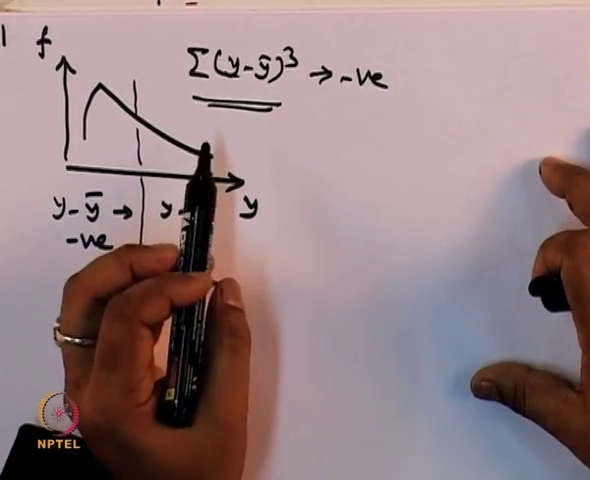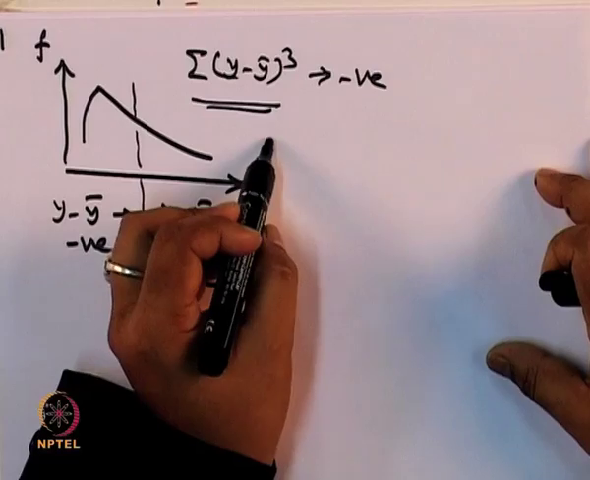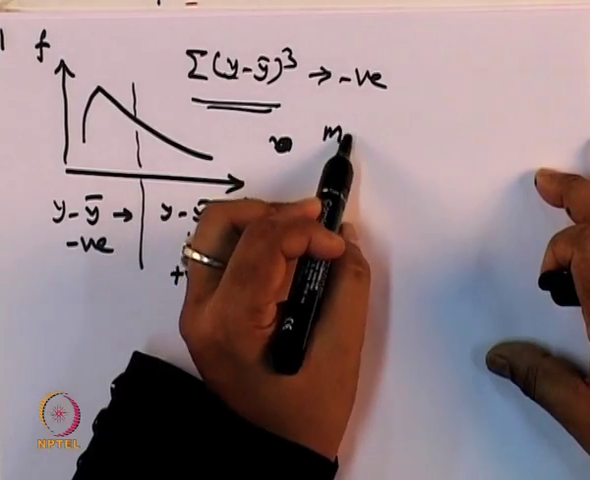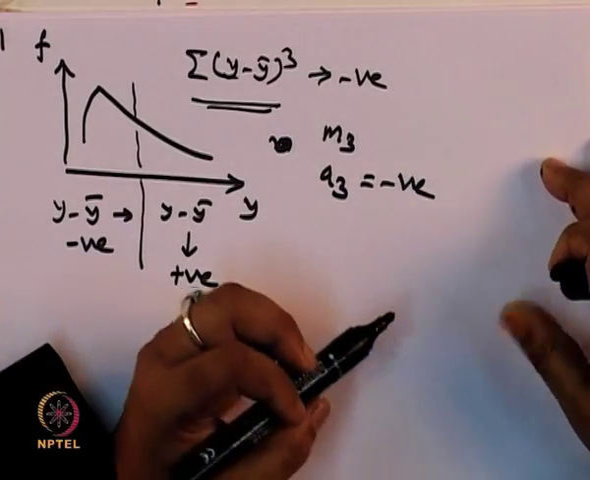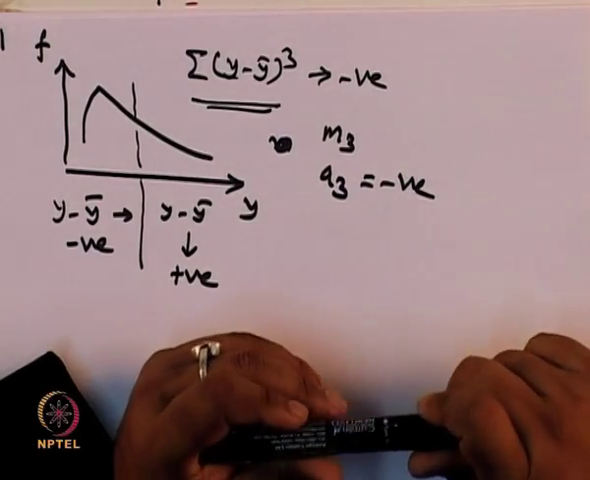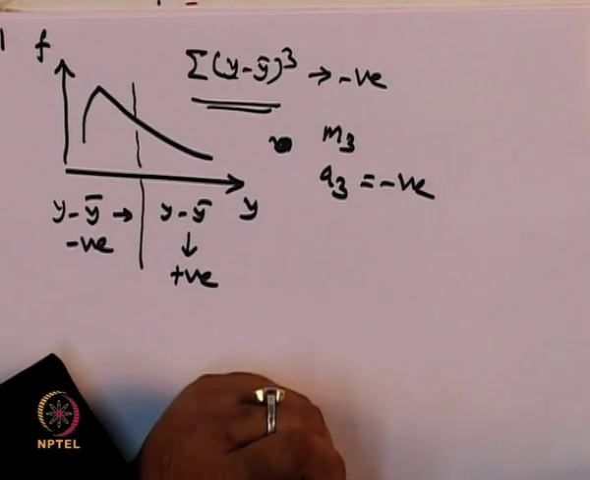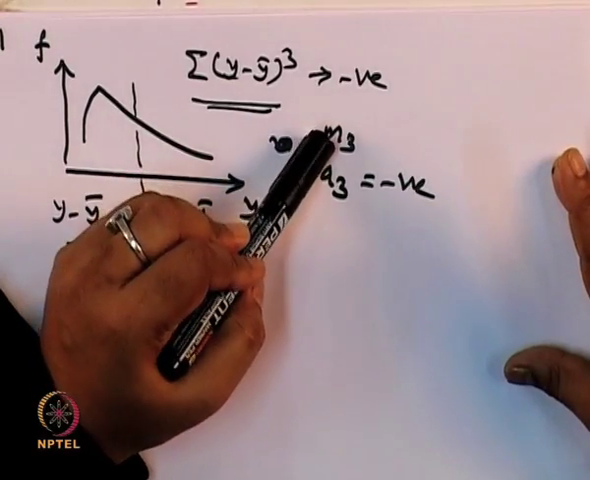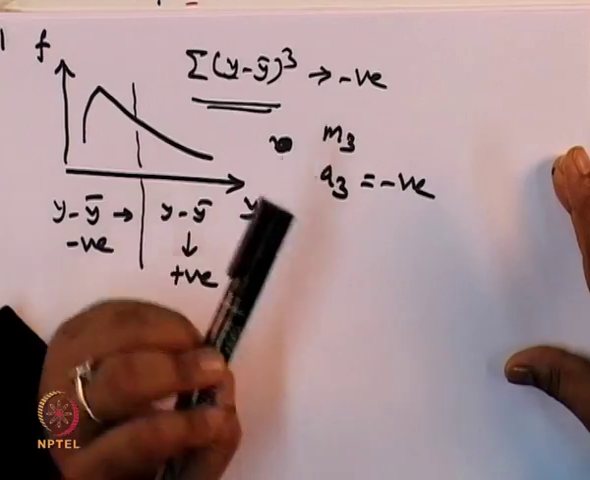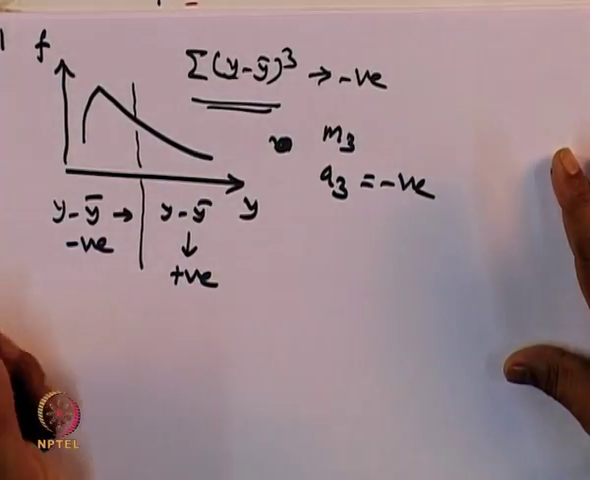So, there is a greater chance that in this case when you calculate m3 or a3, you get a value which is negative, because m2, m4, m6 are always positive, because they have y minus y bar whole square, whole fourth, whole sixth, those are always positive. So, all odd moments for asymmetric distributions may be either negative or positive depending on how the data is biased.